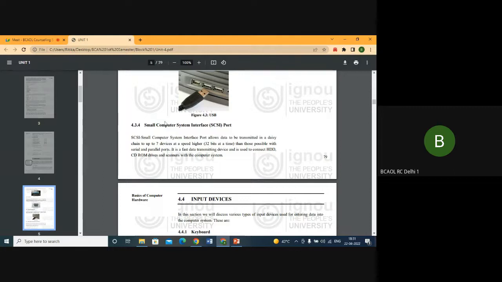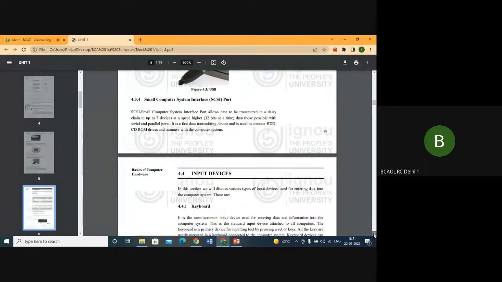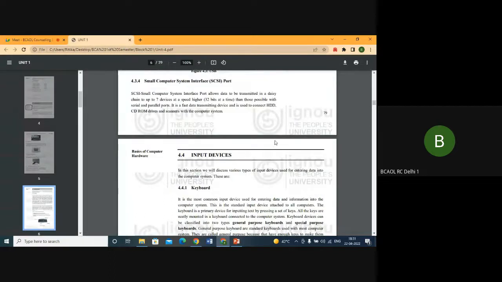But nowadays the external scanners are USB only. Right, but the inbuilt CD-ROM and inbuilt hard disk will always be SCSI, or some SCSI port will be there on the motherboard. Even your external hard disk is also USB based, right? Yes, ma'am.